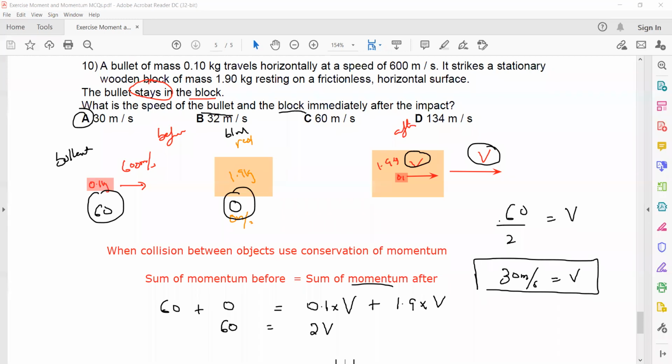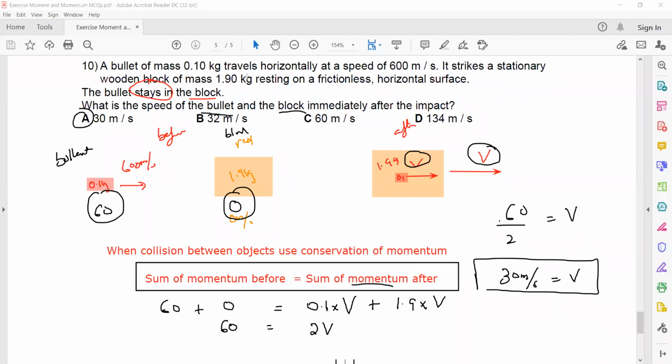Whenever two objects are colliding with each other, you have to use the concept of conservation of momentum. And what is conservation of momentum? This is the law of conservation of momentum, that the total momentum before the collision is equal to the total momentum after the collision. So when we work out the momentum of the bullet before the collision and the block, that should be equal to the momentum after the collision.